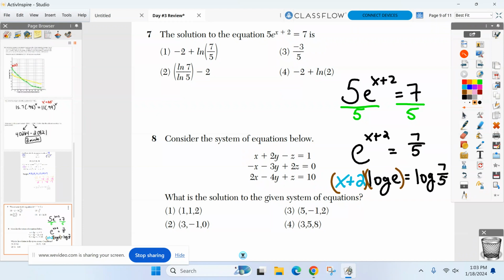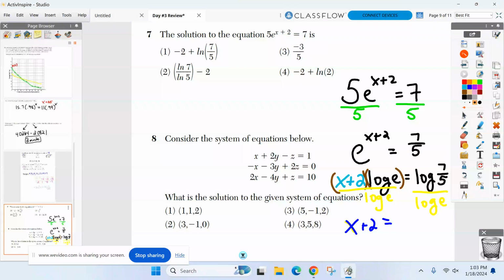Divide by log e. Yes, I don't want to divide by 2 log e because they're separated. So yep, divide by log e. And then you'll have x plus 2 equals a crazy decimal. I know that you're going to write it all out, even if your wrist hurts. And then what's your final step? Minus 2. Okay, and that'll give you an answer which matches one of these answers when you type it in.